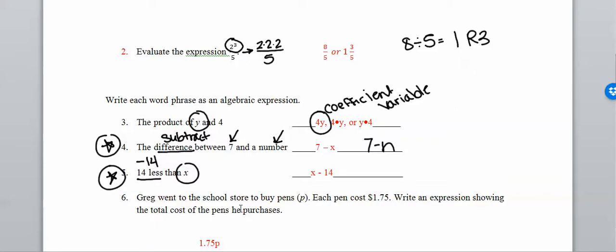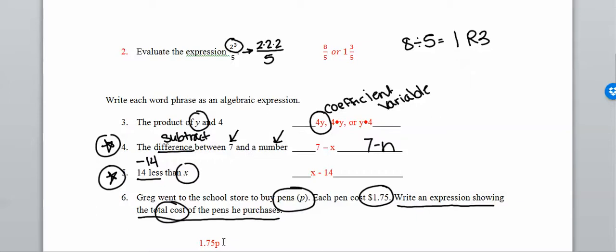In number 6, Greg went to the school store to buy pens. We're calling them P. Each pen cost $1.75. So he's buying pens. We don't know how many. Each costs $1.75. Write an expression showing the total cost for the pens that he purchases.